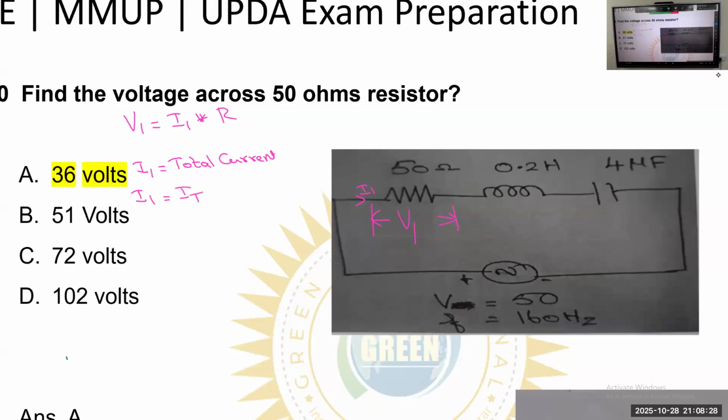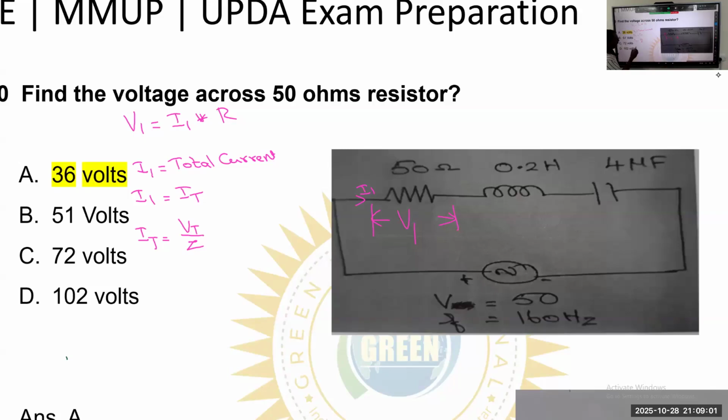How to find the total current? Again, go to Ohm's law. Total current is equal to total voltage divided by total resistance. But in DC fundamentals, we say total resistance. Here it is AC fundamentals, so instead of total resistance, we use the word impedance. What is the total voltage? 50 volts. How to find the impedance? They didn't give that. So we need to find the impedance.